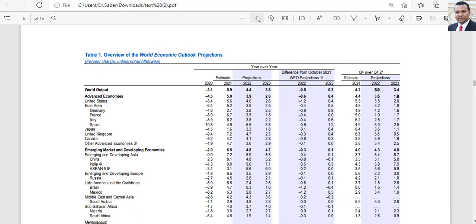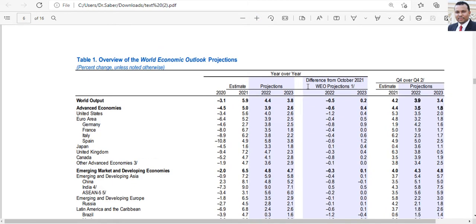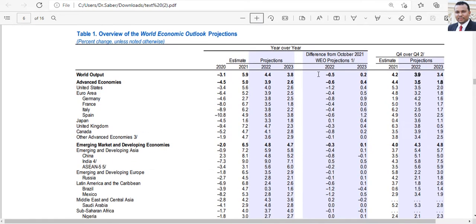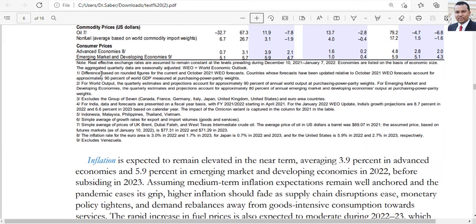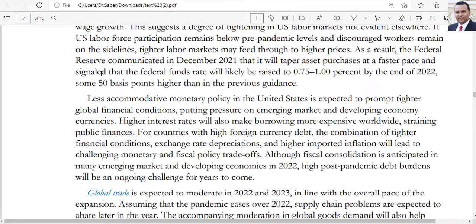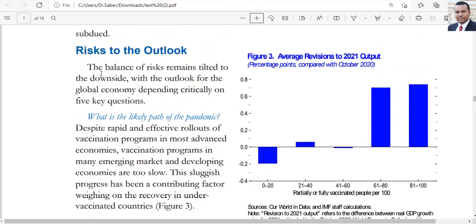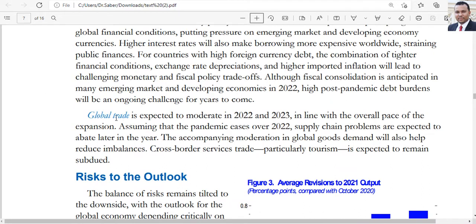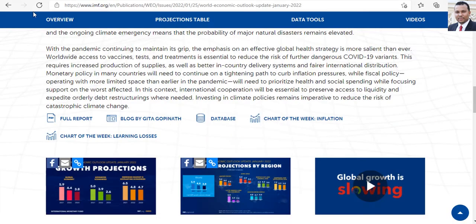Okay, for the world output, the same for developed, for emerging markets, and so on. The same when we talk about global trade. In this report, we investigate the trend in the global trade. So in summary, we will use two reports in this section from the World Bank and the IMF.